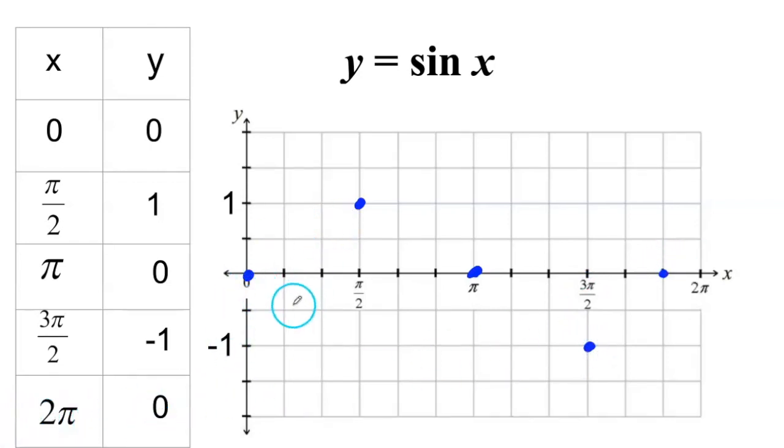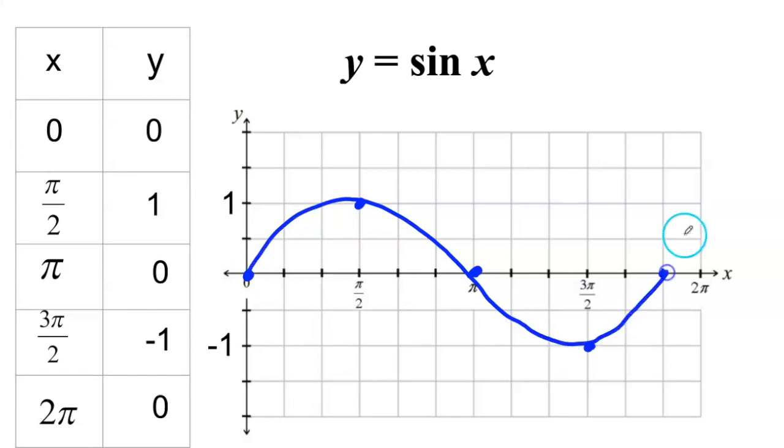Once I have the points, I just need to connect them with a smooth curve. Remember, sine and cosine are smooth curves. If I continue, then my graph is going to continue like that. And the same thing to the left. Okay, so that's the sine function.